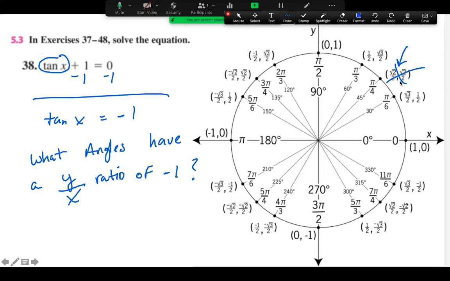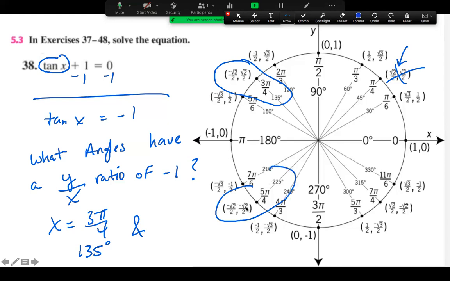Okay, so not there. How about here? We would have root 2 over 2 divided by negative root 2 over 2, which would in fact give us negative 1. So that is one solution. We have 3 pi over 4, which is also known as 135 degrees, if you like degrees. And do we have this anywhere else? Well, not here, because a negative divided by a negative would be positive, and we need negative 1.